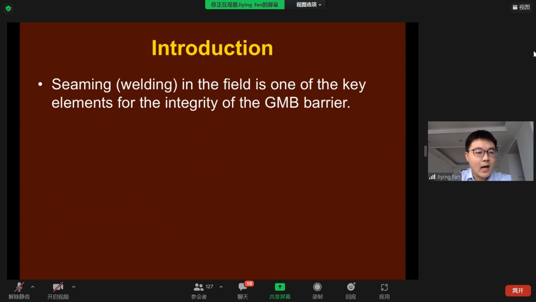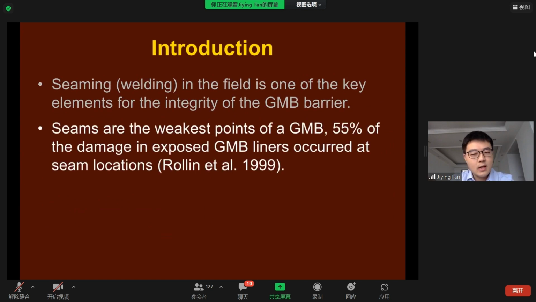Seaming is one of the key elements for the integrity of geomembrane liners. Based on field observation, 55% of the damage in exposed geomembrane liners occurred at the seam location. This is because seams are the weakest point of a geomembrane, and therefore many problems arise from that location.